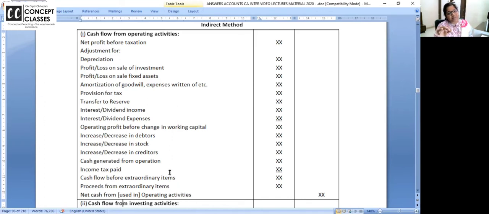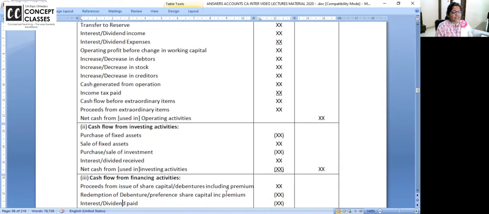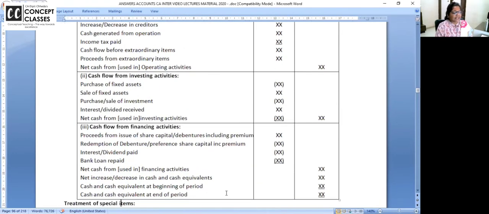Less income tax paid, actually the money has gone. No? I hope all of you know. Provision for taxation is a book entry. Income tax paid may be TDS paid or advance tax paid. Actually, the money has gone out. You get cash before extraordinary item. And if some extraordinary item comes once in a few years, then you show it separately. And then you get the cash from operating activities. Then financing and investing activities, see once again.